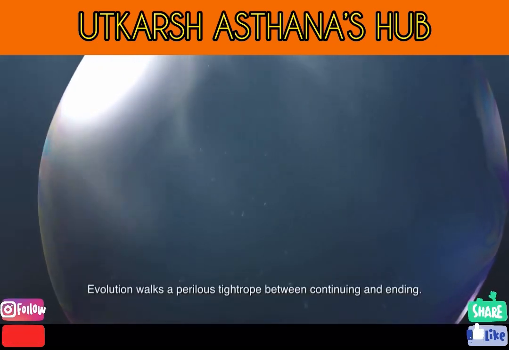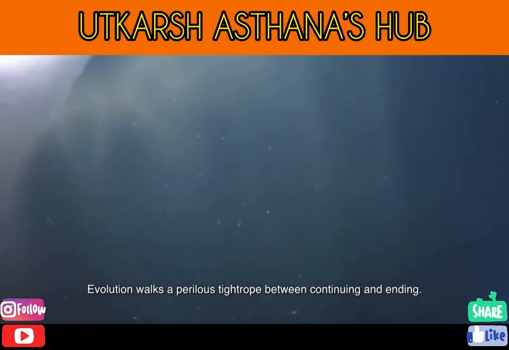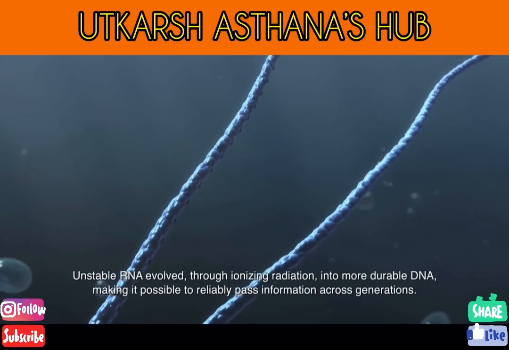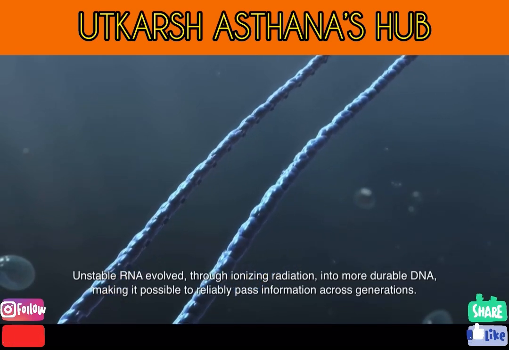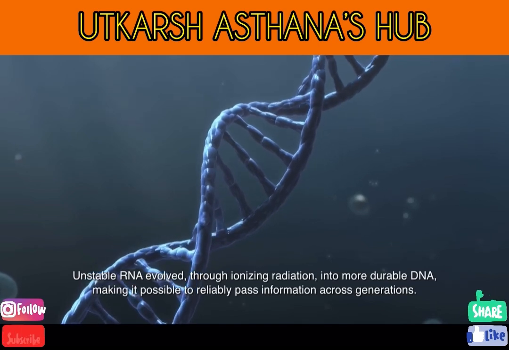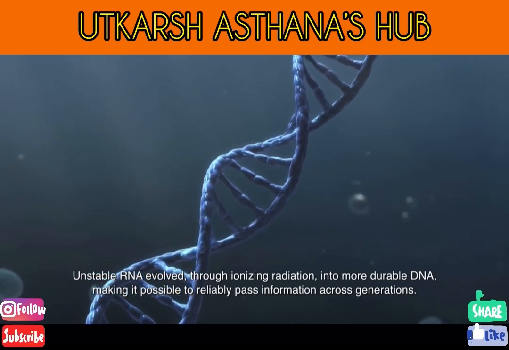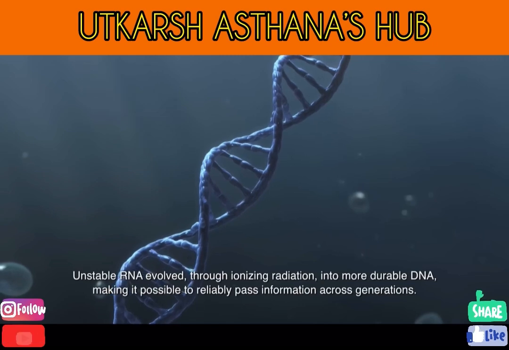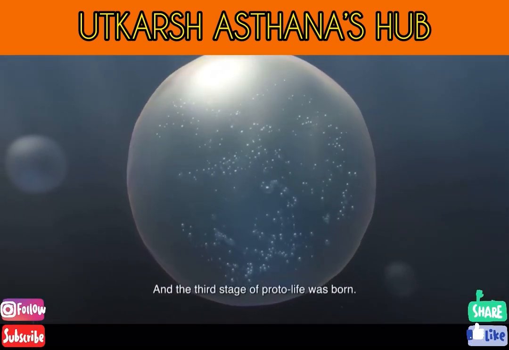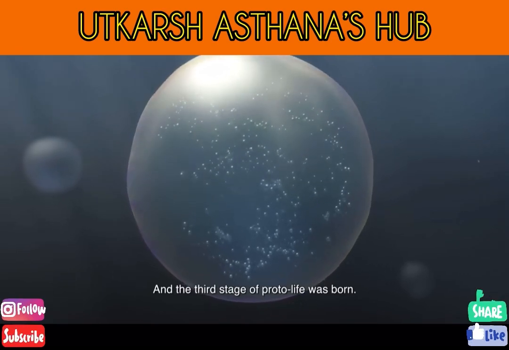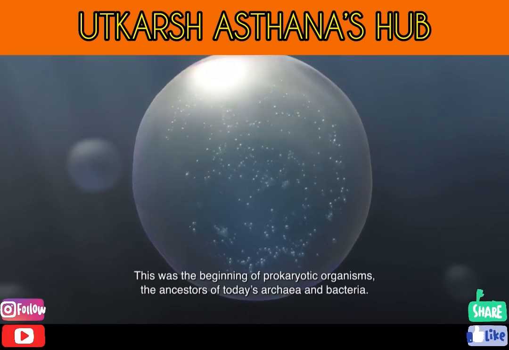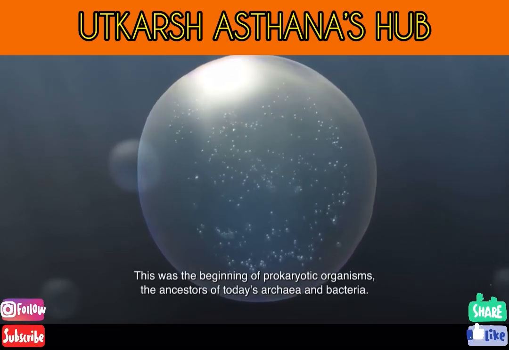Evolution walks a perilous tightrope between continuing and ending. Unstable RNA evolved through ionizing radiation into more durable DNA, making it possible to reliably pass information across generations. And finally, that is how the third stage of proto-life was born. This was the beginning of prokaryotic organisms, the ancestors of today's archaea and bacteria.